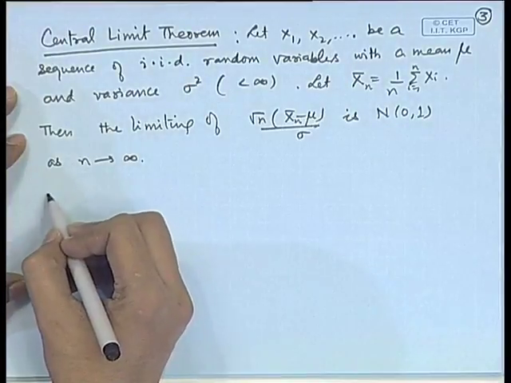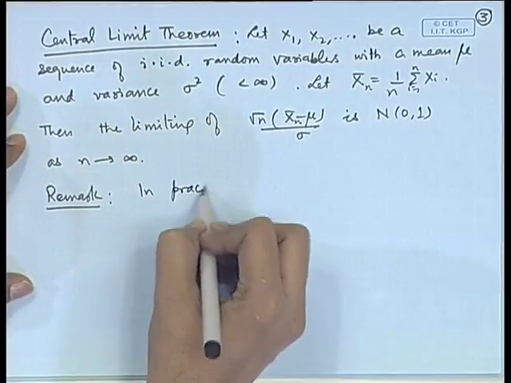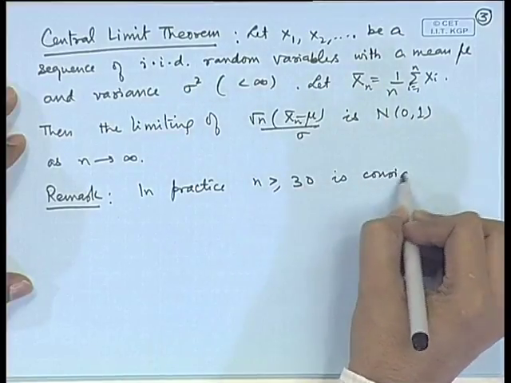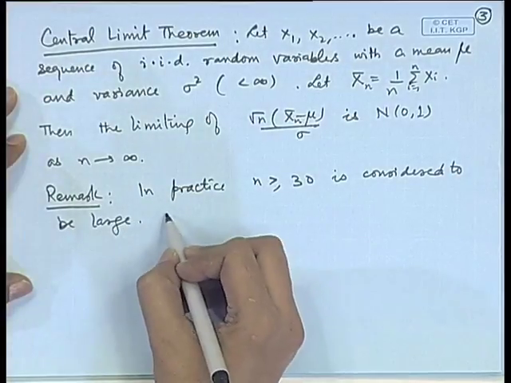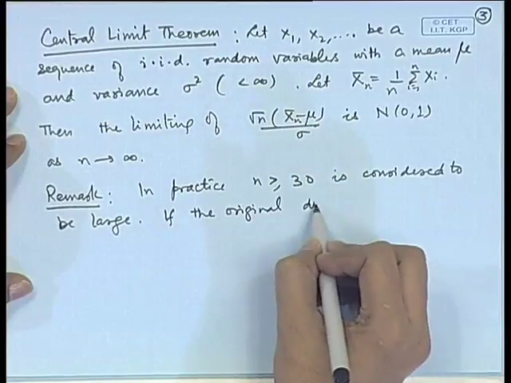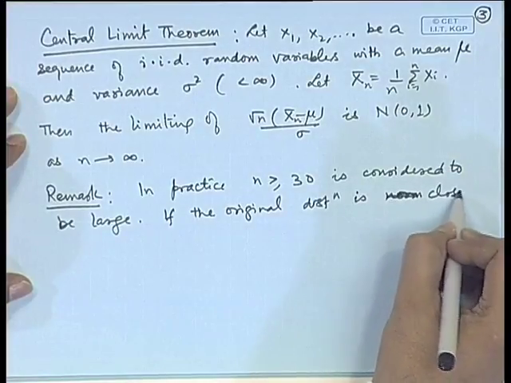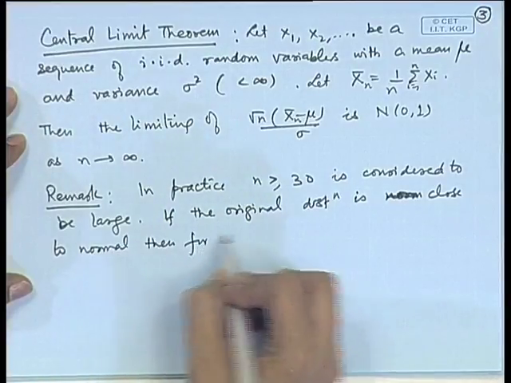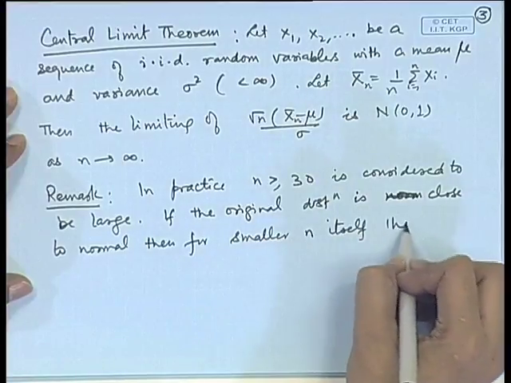So, in practice n greater than or equal to 30 is considered to be large. If the original distribution is normal or it is close to normal, then for a smaller n itself the approximation may be good.